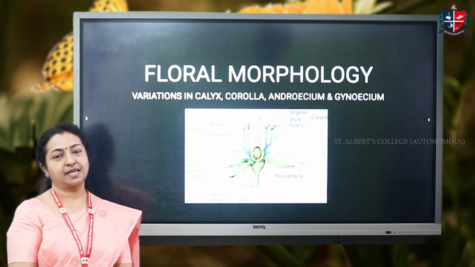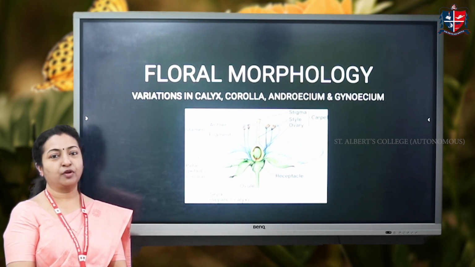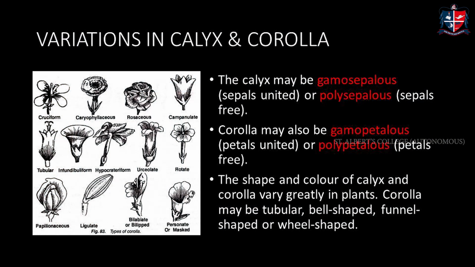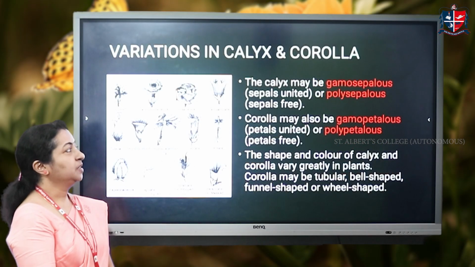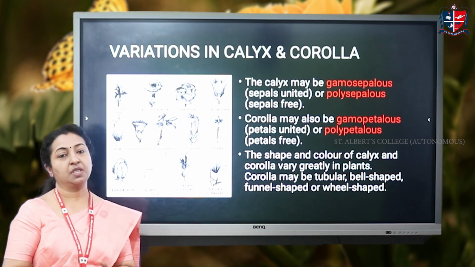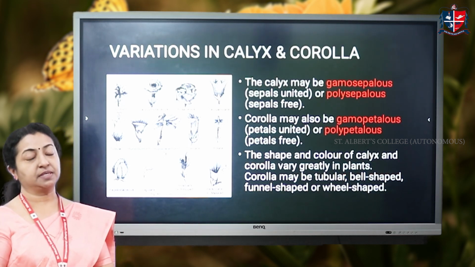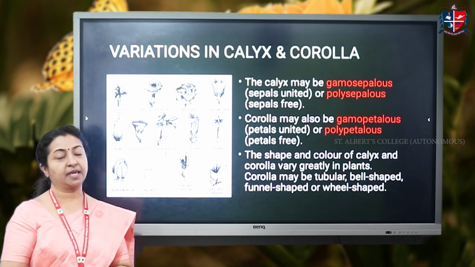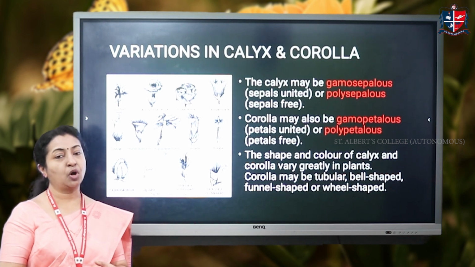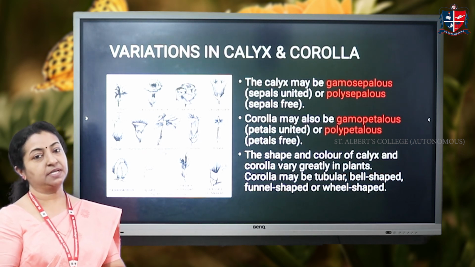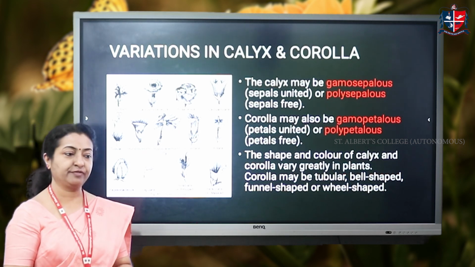Hello everyone. In this session, we will be dealing with the floral morphology, more details about the variations in the various whorls. The calyx and the corolla, the non-essential whorls, may have fusion or they may be free. So when there is a fusion in the parts of the calyx, we refer to them as gamosepalous, while the free sepals in the calyx are referred to as polysepalous. In the same way, we have the gamopetalous corolla for the fused petals and polypetalous corolla for the free petals.